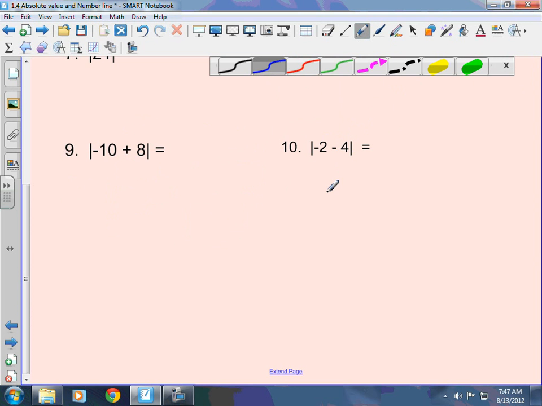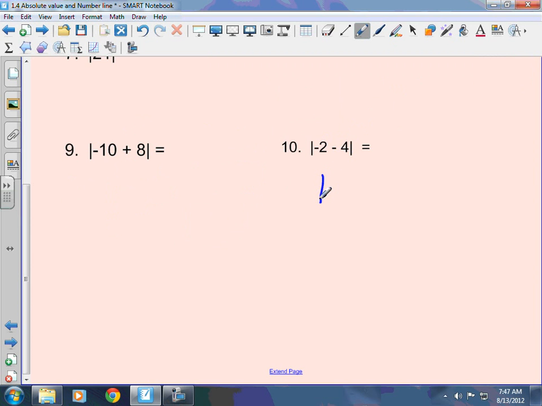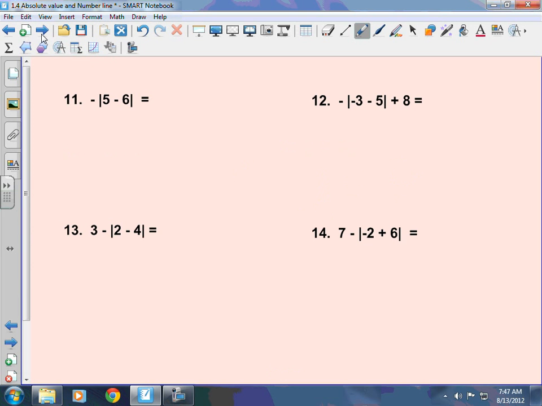Same thing with number 10. This is -2 minus 4. They're both negative, so we add. So this is -6. The absolute value of -6 is +6. Now, number 11. Actually, let's look at number 12.